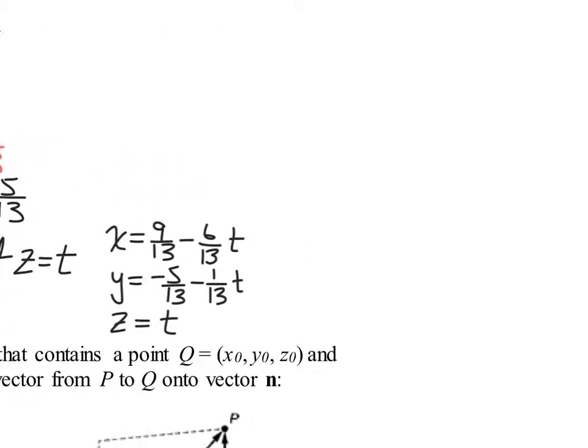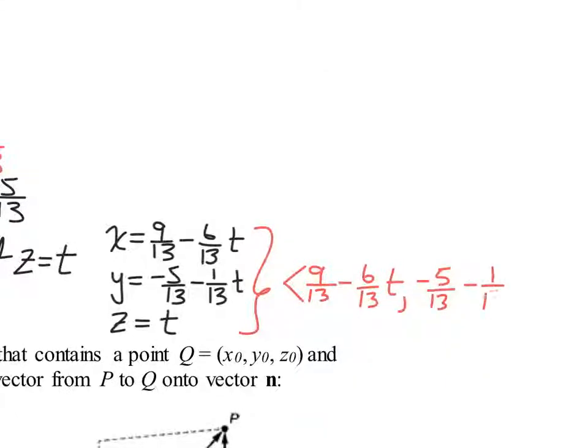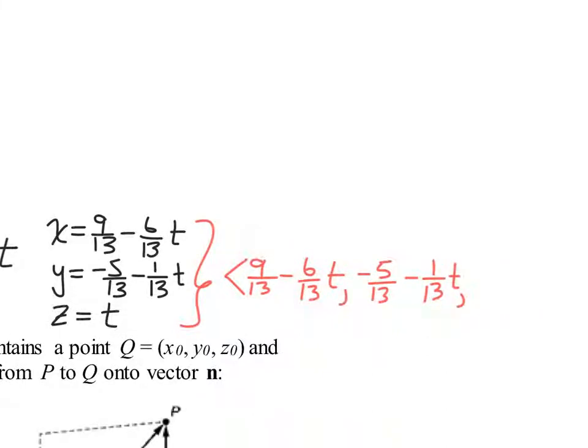So in vector valued form, we would say 9/13 minus 6/13 t, negative 5/13 minus 1/13 t, comma, t.